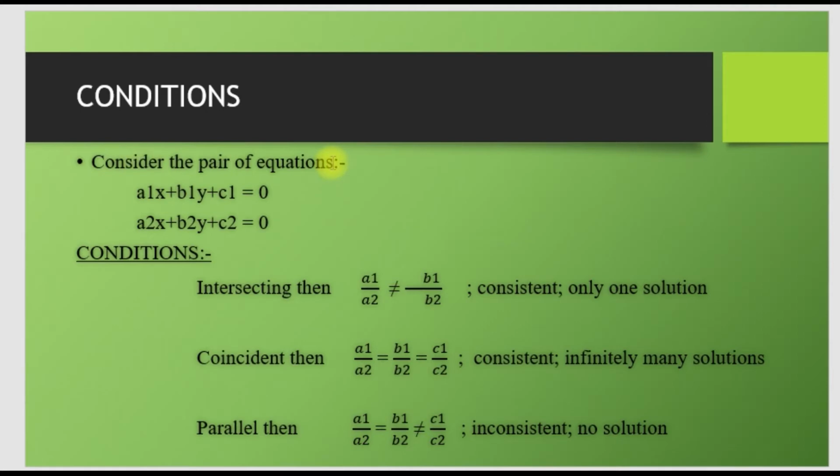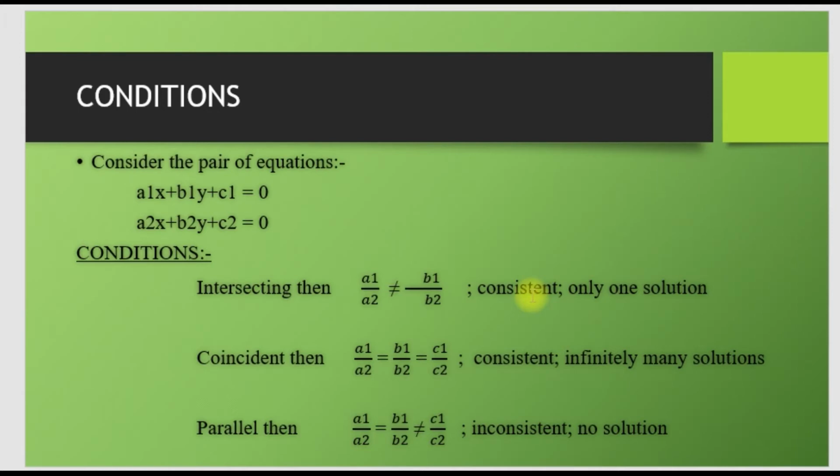Consider the pair of equations a1x plus b1y plus c1 equal to 0 and a2x plus b2y plus c2 equal to 0. If a1 by a2 is not equal to b1 by b2, where b1 by b2 means the ratio of the coefficients of y, then the lines are said to be intersecting. That pair of lines has only one solution and is known as a consistent pair of linear equations.